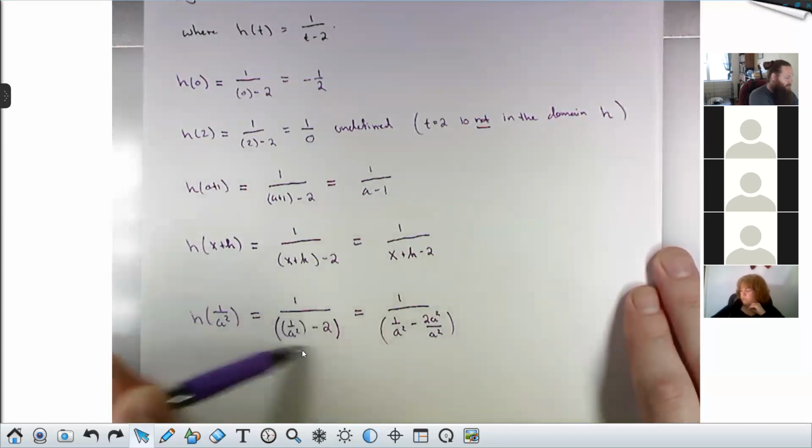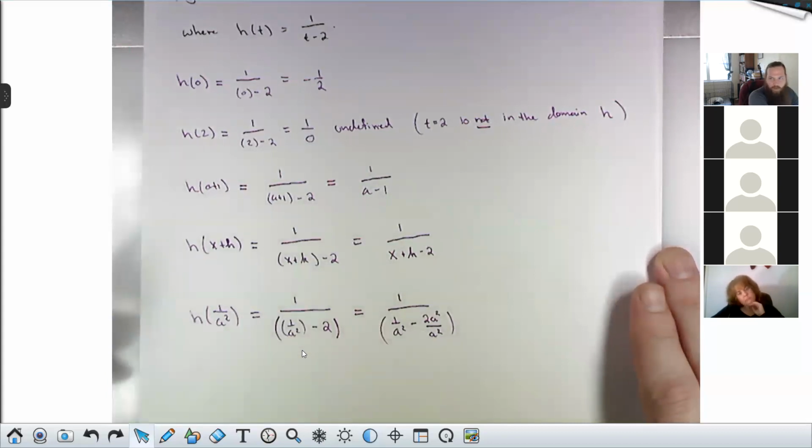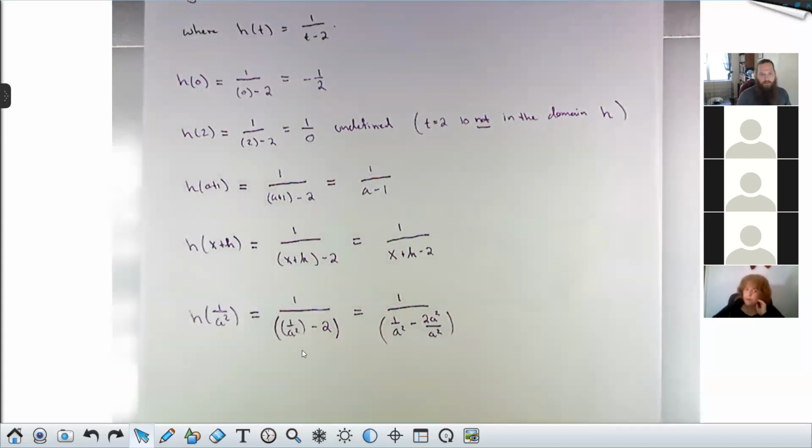And then in order to clean this up downstairs, I'm subtracting two fractions. Anytime I want to add or subtract fractions, I have to have the same denominator. So how do I write 2 as a fraction with denominator a squared? Well, you multiply by a squared over a squared. So 2 over 1 times a squared over a squared, that's 2a squared over a squared. Are there any questions about how I get this from this? All right, we're almost to the good stuff.